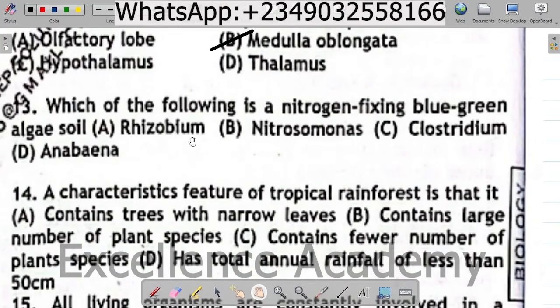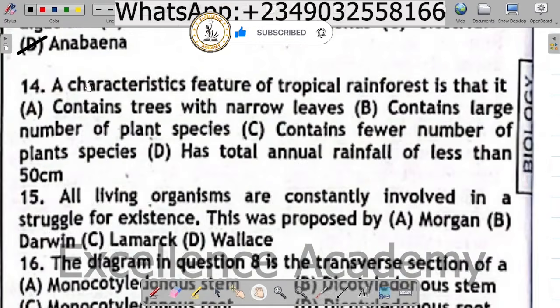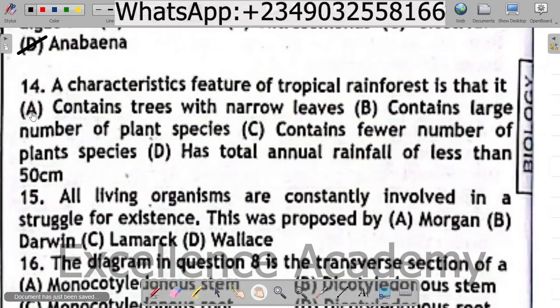Question 13. Which of the following is a nitrogen-fixing blue-green algae in soil? A. Rhizobium. B. Nitrosomonas. C. Clostridium. D. Anabaena. The correct option is D. Anabaena.